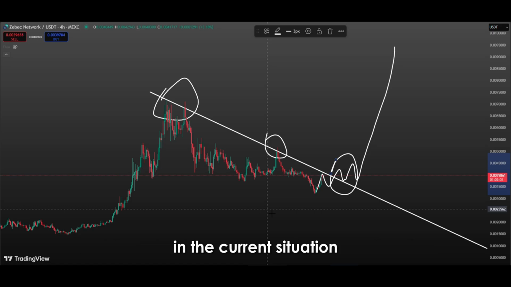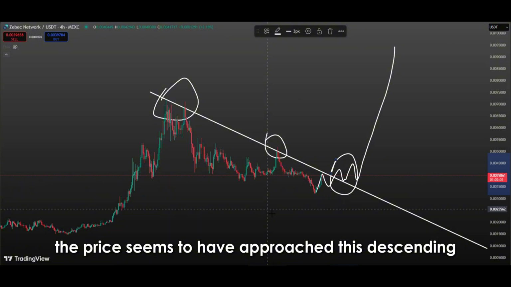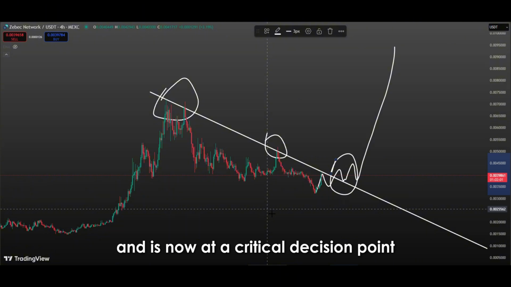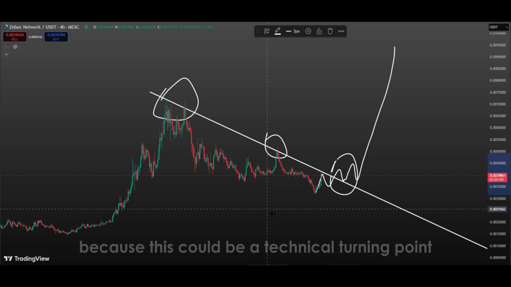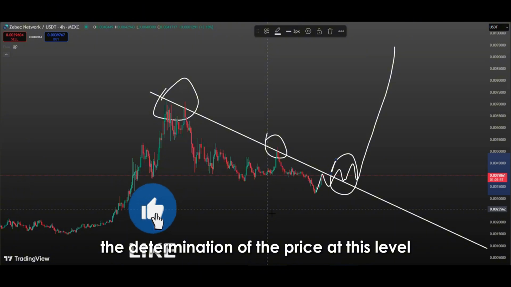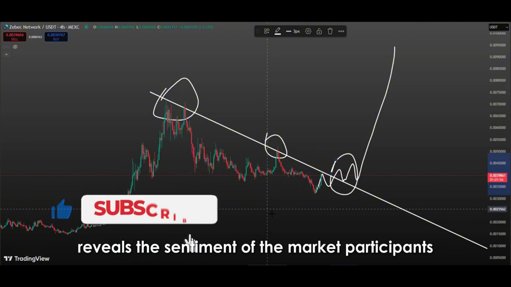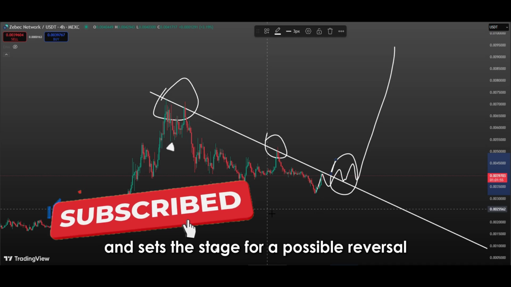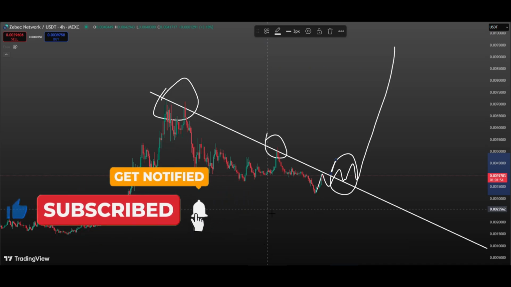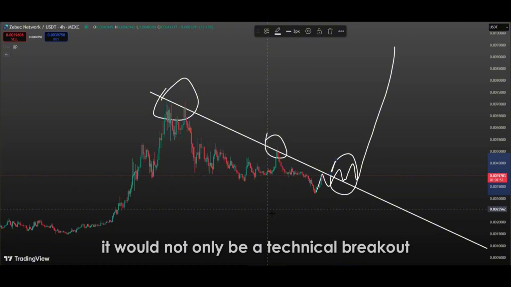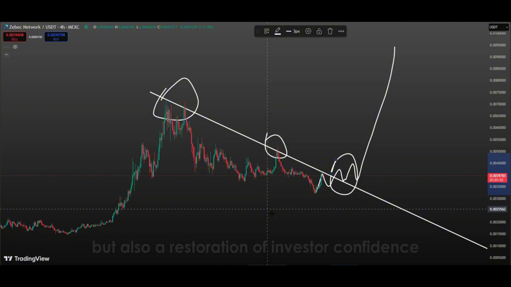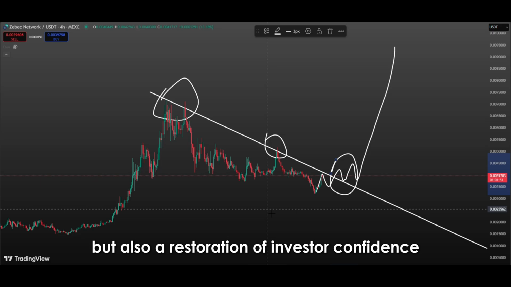In the current situation, the price seems to have approached this descending trend line and is now at a critical decision point. Traders are keeping an eye on this level because this could be a technical turning point. The determination of the price at this level reveals the sentiment of the market participants and sets the stage for a possible reversal. If the price manages to break through this pressure-inducing line upwards, it would not only be a technical breakout, but also a restoration of investor confidence.